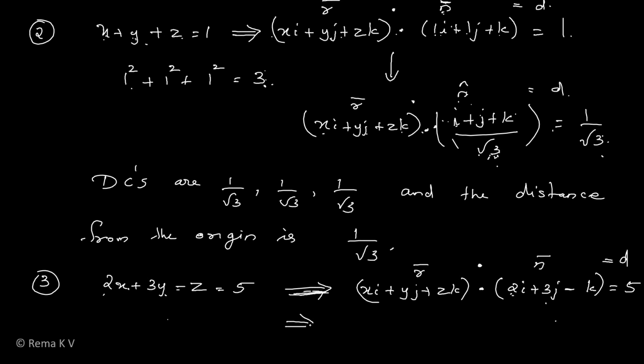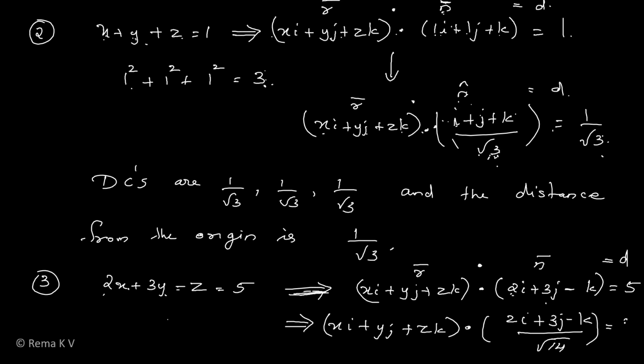So this gives xi plus yj plus zk dot 2i plus 3j minus k divided by root 14, which is the modulus of this vector. Then this becomes a unit vector. So this is equal to 5 by root 14. Dividing both sides by the modulus of this vector, you will get r dot n cap is equal to d.